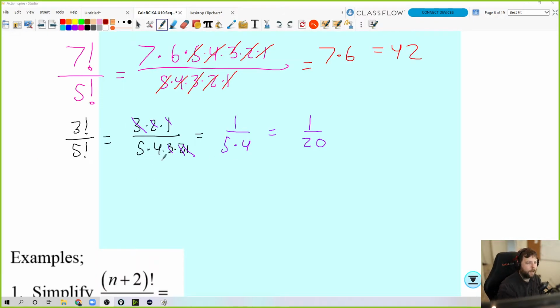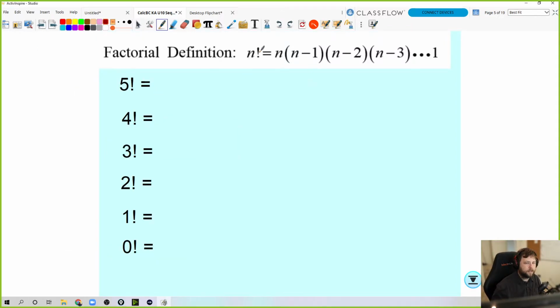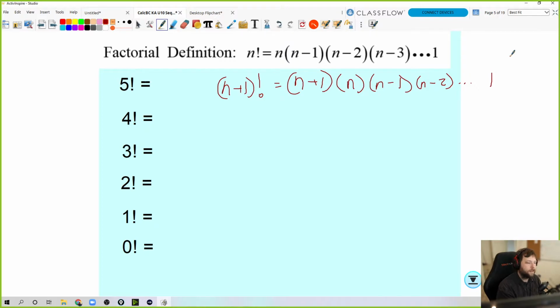The thing about these, n factorial goes down. What if I said, what is n plus 1 factorial? Well, this would be n plus 1 times 1 less than this. So it would be times n, and then times n minus 1, times n minus 2, dot, dot, dot, all the way down to 1. That's typically how we represent that if we have to write things out.